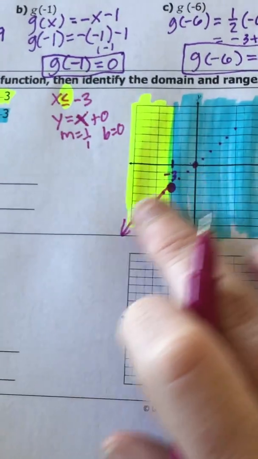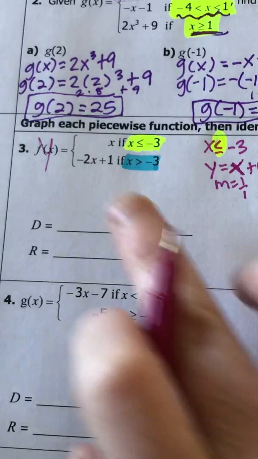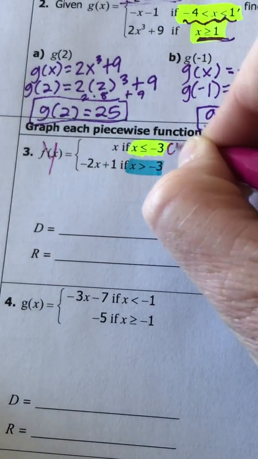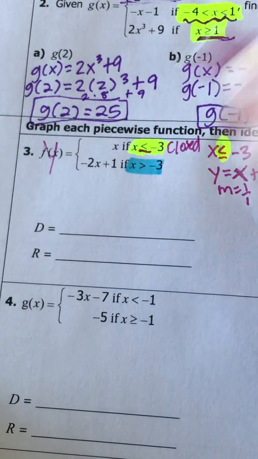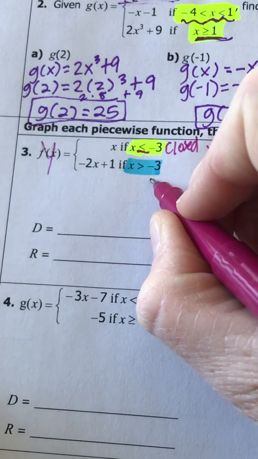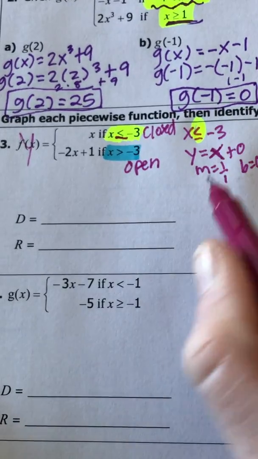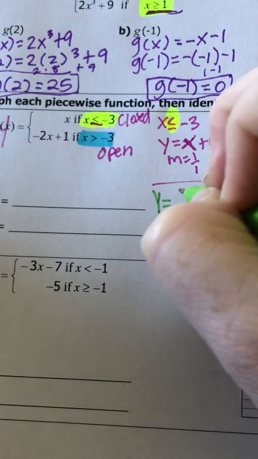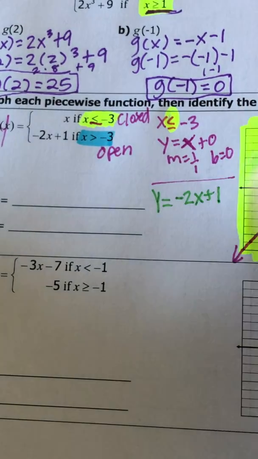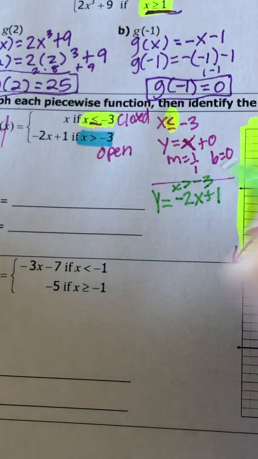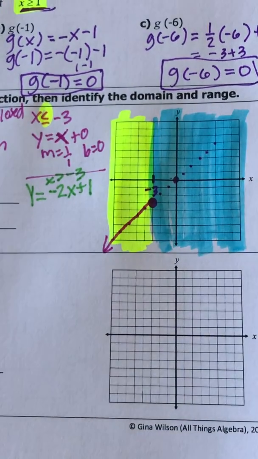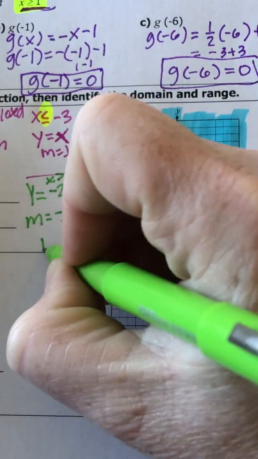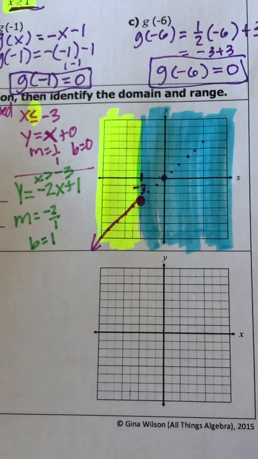So I have one line on the left side, and then on the right side, I'm going to have a totally different line, okay? And then this one was closed because of equal to, so whatever value that is, I'm closing it. Then the blue one will be open, okay? So let me graph that with a different color. I'm going to have y equals negative 2x plus 1 for x is greater than negative 3, okay? And that'll be a totally different line. So, this is a slope of down 2, right 1, and a b of 1, okay?